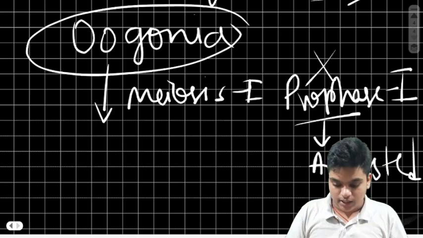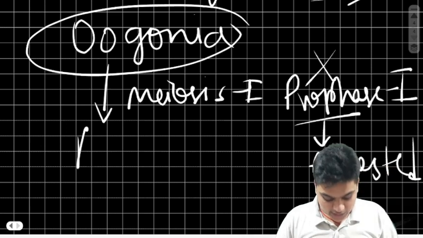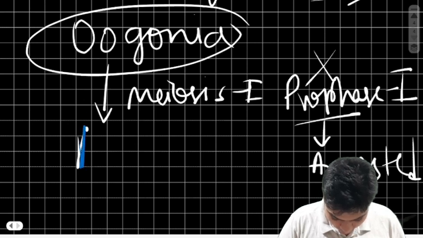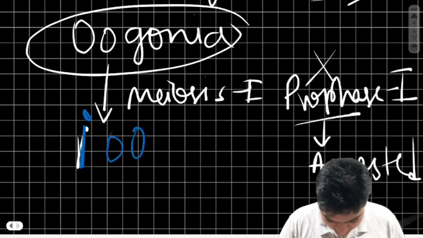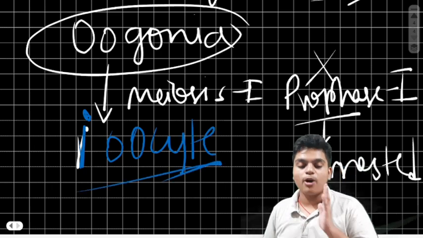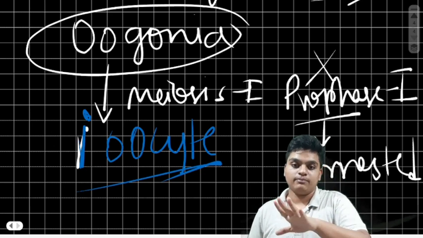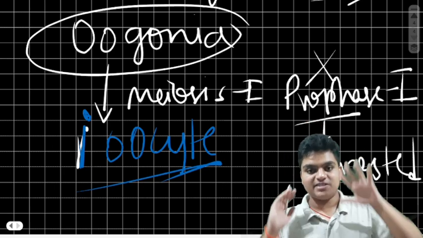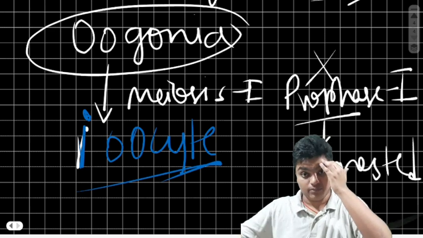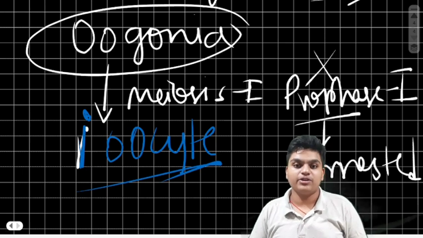Once the oogonia enters meiosis 1 and stops at prophase 1, that results in the formation of the primary oocyte. The primary oocyte is formed as a result of the arrest in prophase 1. It does not complete its meiosis 1; it completes it later. It just stops there, and it forms the primary oocyte.